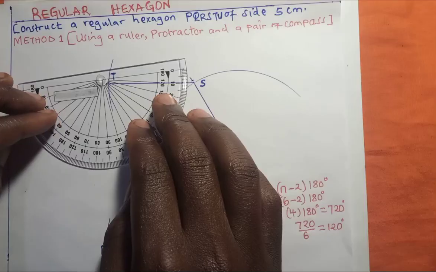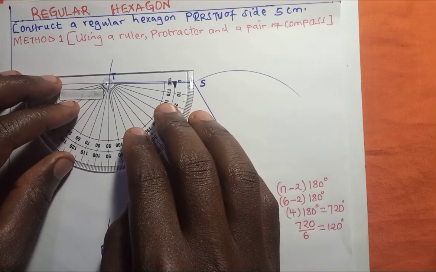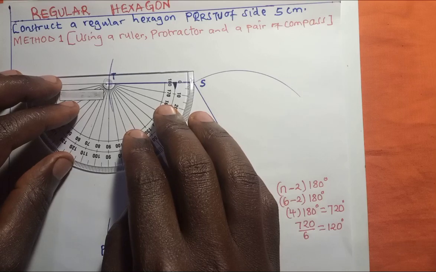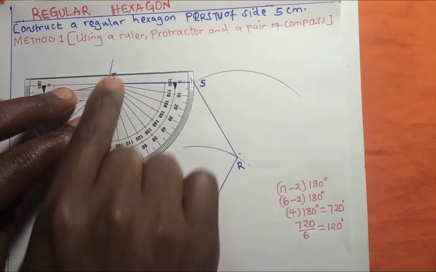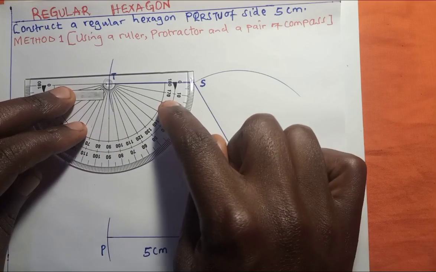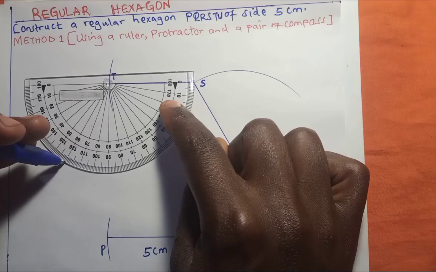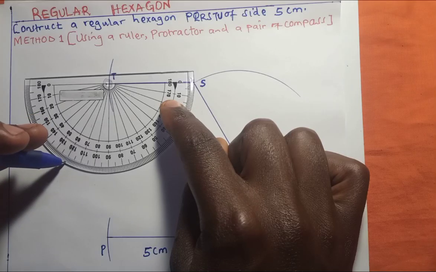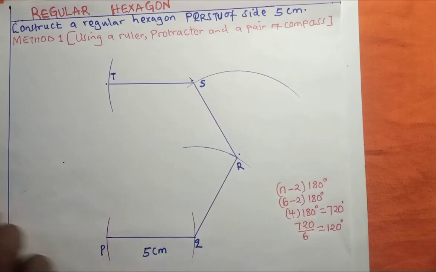We're going to use our pair of compass just like our protractor. We place our protractor right here on this line TS, and of course this is where we have our 90 degrees, and of course our 120 degrees is right here. This is our 120 degrees. We have marked that.